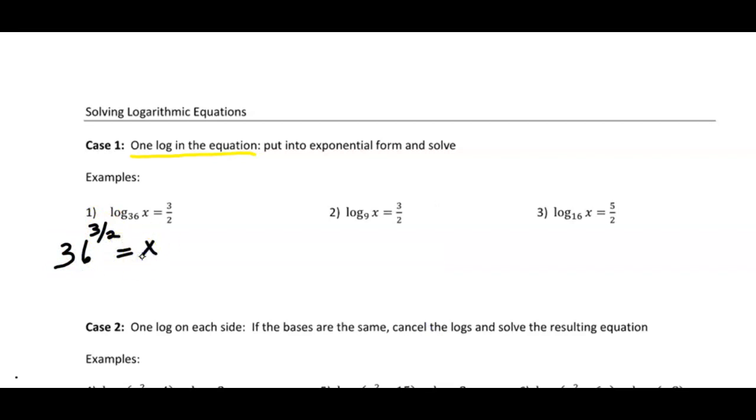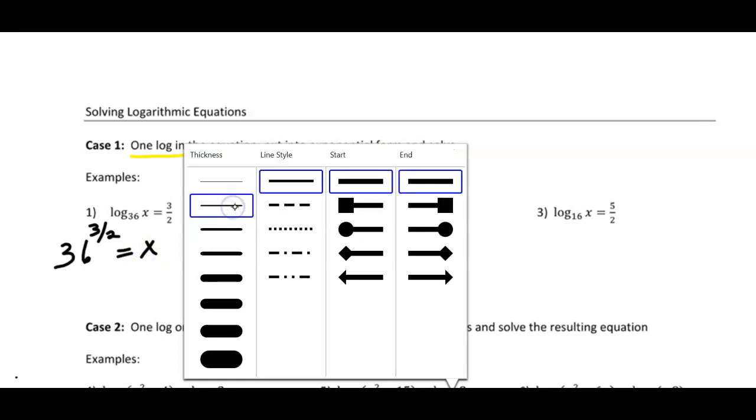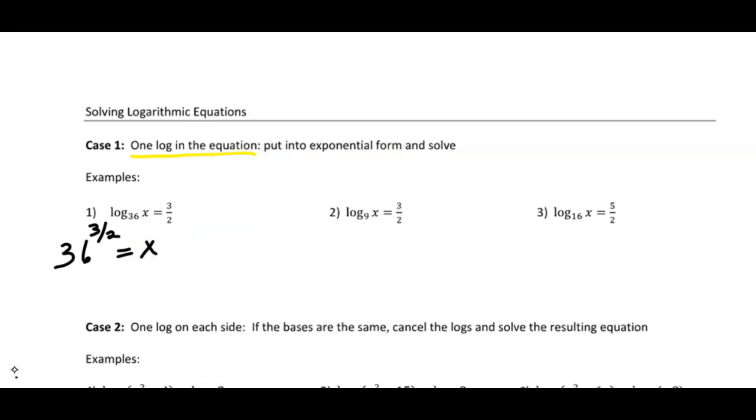Okay, so now this is one of those equations we've done before. We have a rational exponent. So recall that when you have a fraction in your exponent, that's your power on top and then your root on the bottom. So this is the square root of 36 to the third power. So if I take the square root of 36, that's 6 to the third power. And 6 to the third power is 216.